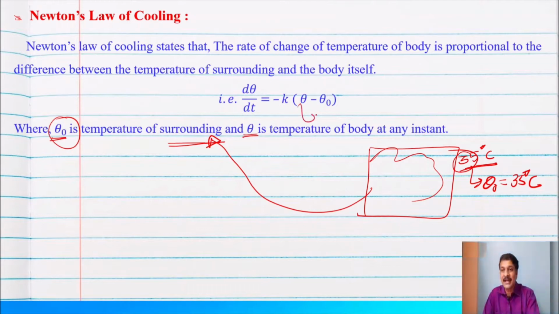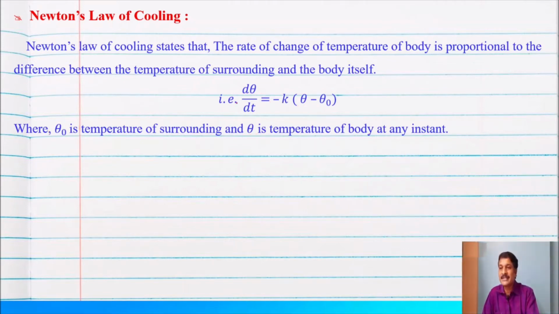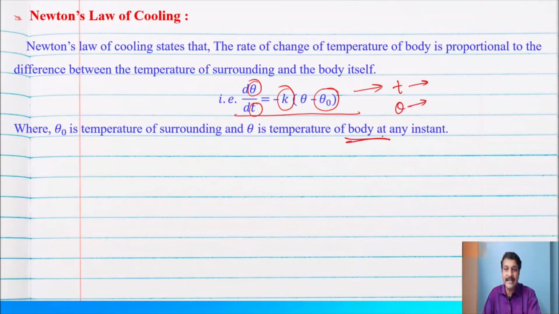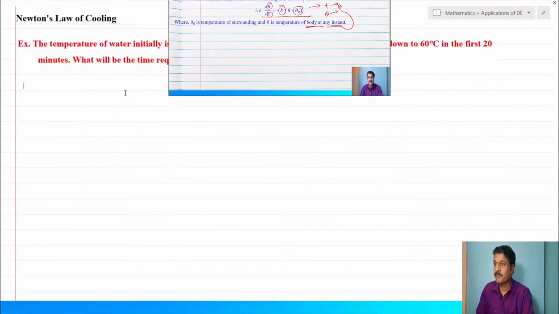And here theta means it's supposed to be one body having a temperature of 100 degrees Celsius. After some time, definitely the temperature of the body reduces, right? And that is why it is a minus. It's supposed to reduce, means it decreases, and that is why there is a minus sign. So in this case, theta 0 is a constant, k is a constant, and the variables are theta and t. That is the time t, and theta means the temperature of the body at any instant or any time t.